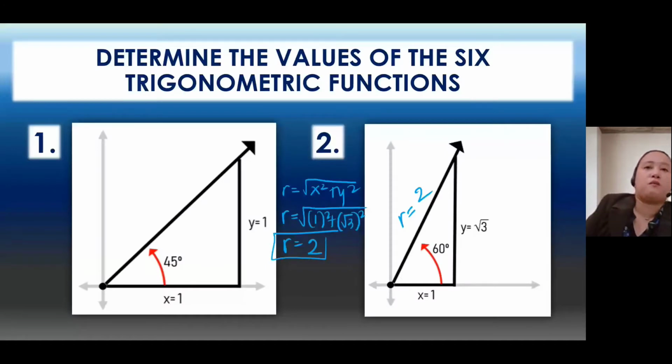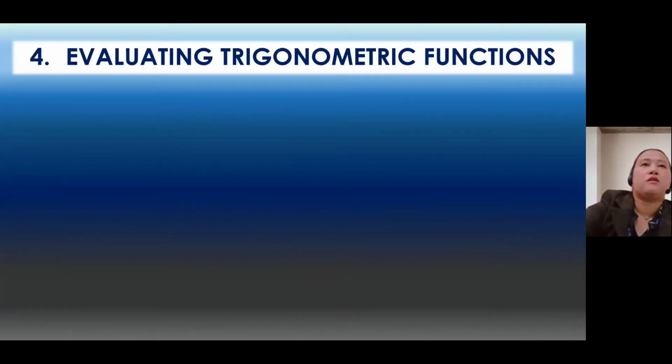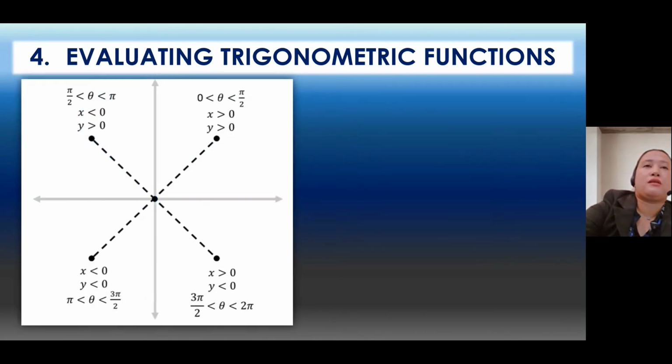Okay, going back to the PowerPoint. Now let us evaluate trigonometric functions. In this slide, I'm showing you again the Cartesian plane. You can see here the x-axis and the y-axis. So what if we have a point on the first quadrant, a point on the second quadrant, or on the third, or on the fourth?